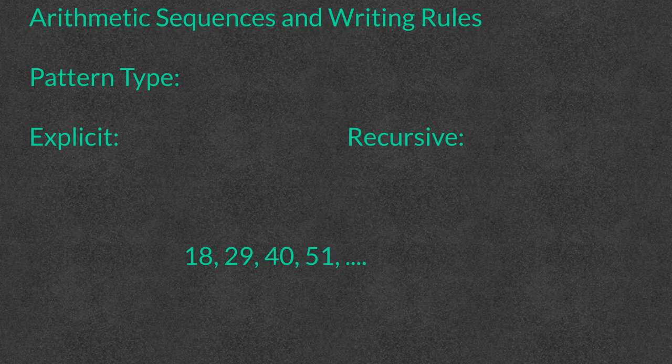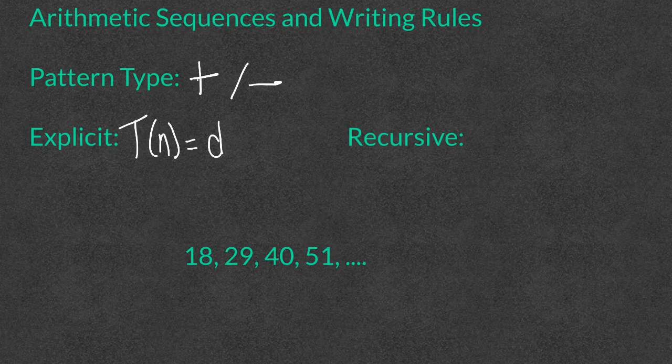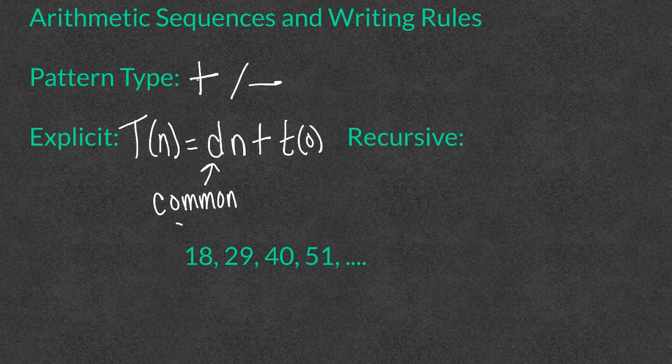Arithmetic sequences and writing rules. First off, remember that arithmetic sequences either add or subtract. To write an explicit rule for an arithmetic sequence, it's going to be T of n equals D times n plus T of 0. Okay? Now, D means the common difference. What that means is, what are you adding or subtracting? T of 0 is the 0th term.